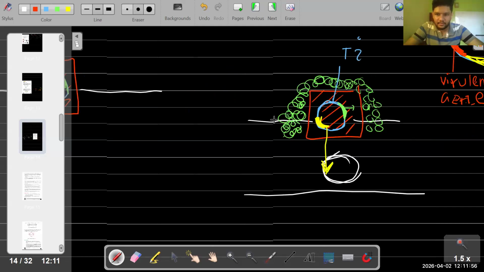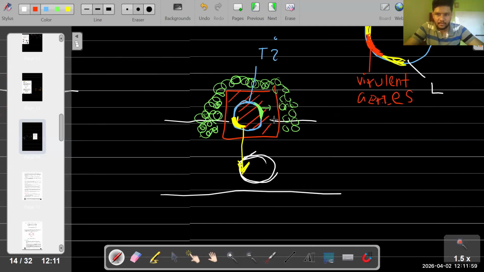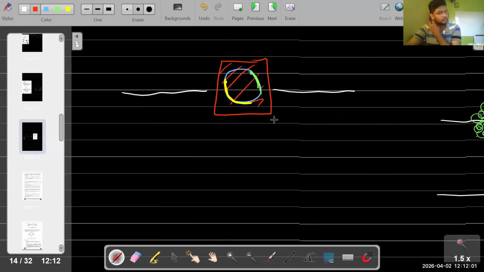Which color did I give? Red color. Okay, I'll give the red color back again here. What is this red color? Virulent genes. Very good, right?